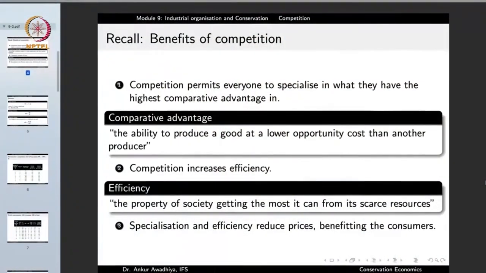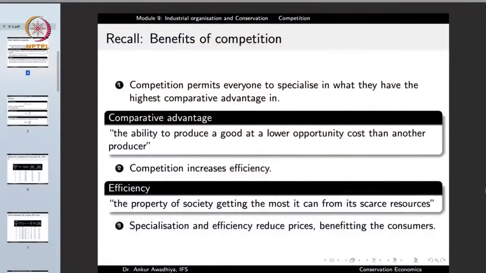Second, competition increases efficiency, or the property of the society getting the most it can from the scarce resources. Now this is because people are doing what they have the highest comparative advantage in, which means that they are doing everything very efficiently, and so the cost of producing anything is very less. So the resources that the society has are able to generate the largest quantity of goods and services, which is beneficial to the society. And specialization and efficiency reduce prices, which also benefits the consumers.